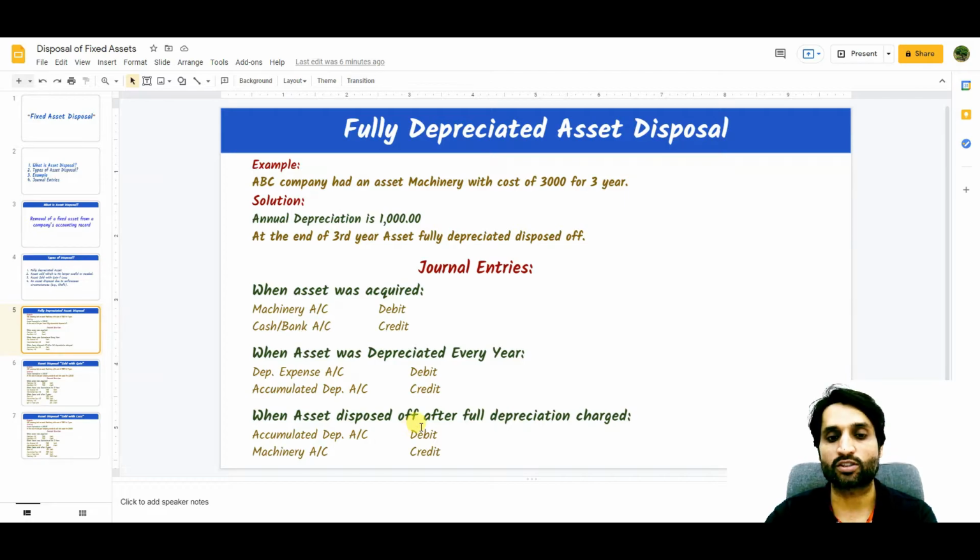Now, when the asset is disposed of after full depreciation has been charged: the machinery account was debited when we bought the asset. Now we are going to dispose of it, so we need to reverse the entry. We need to make accumulated depreciation debit. The accumulated depreciation of 3,000 is lying under fixed assets in the balance sheet, so we need to clear this balance. So machinery will be credit and accumulated depreciation will be debit. Our asset is disposed of in this scenario.